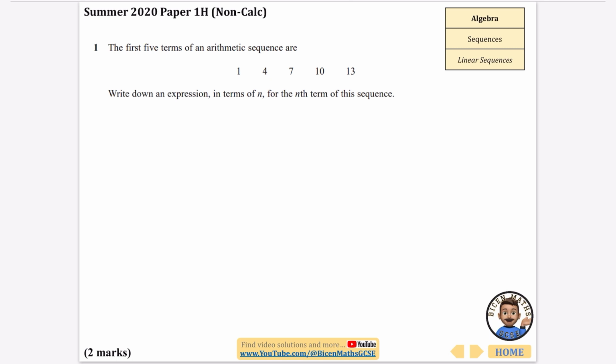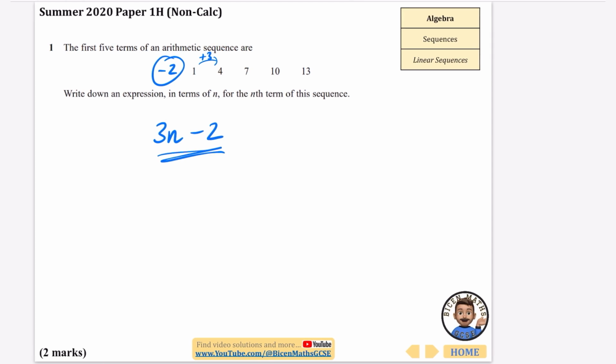It says the first 5 terms of an arithmetic sequence are 1, 4, 7, 10 and 13. Write down an expression in terms of n for the nth term of this sequence. The first thing we spot is that it's going up in threes, so that means it's going to be 3n. The technique I use is to ask what number would come before, and that would be minus 2. So we put the minus 2 on afterwards, meaning that the nth term is 3n minus 2.